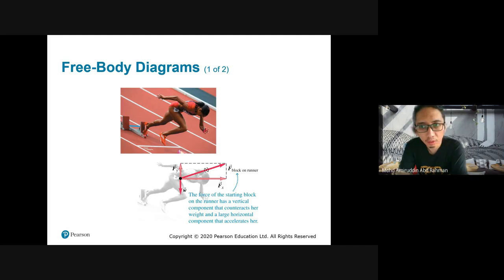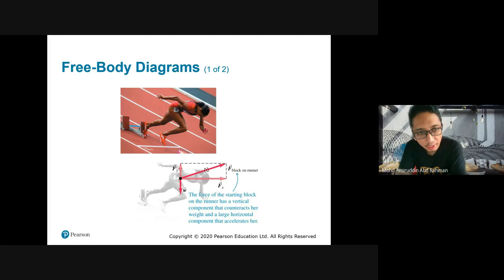So let's say we have a sprinter over here. The force of the starting block on the runner has a component that counteracts her weight, and a large horizontal component that accelerates her.